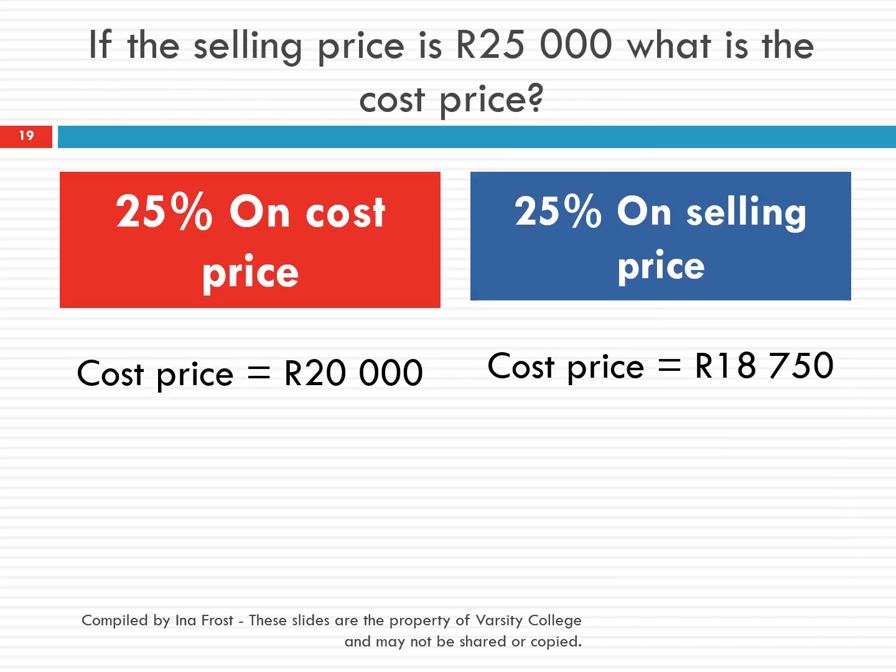So remember earlier in the video, I said you have to be very clear if the markup is a markup on cost price or a gross margin, in other words, a markup on selling price, because it gives you two very different answers. And we've just illustrated it with our example. So if the 25% was a markup, the cost price is 20,000 rands. If the 25% is a gross margin, the cost price is only 18,750 rands.